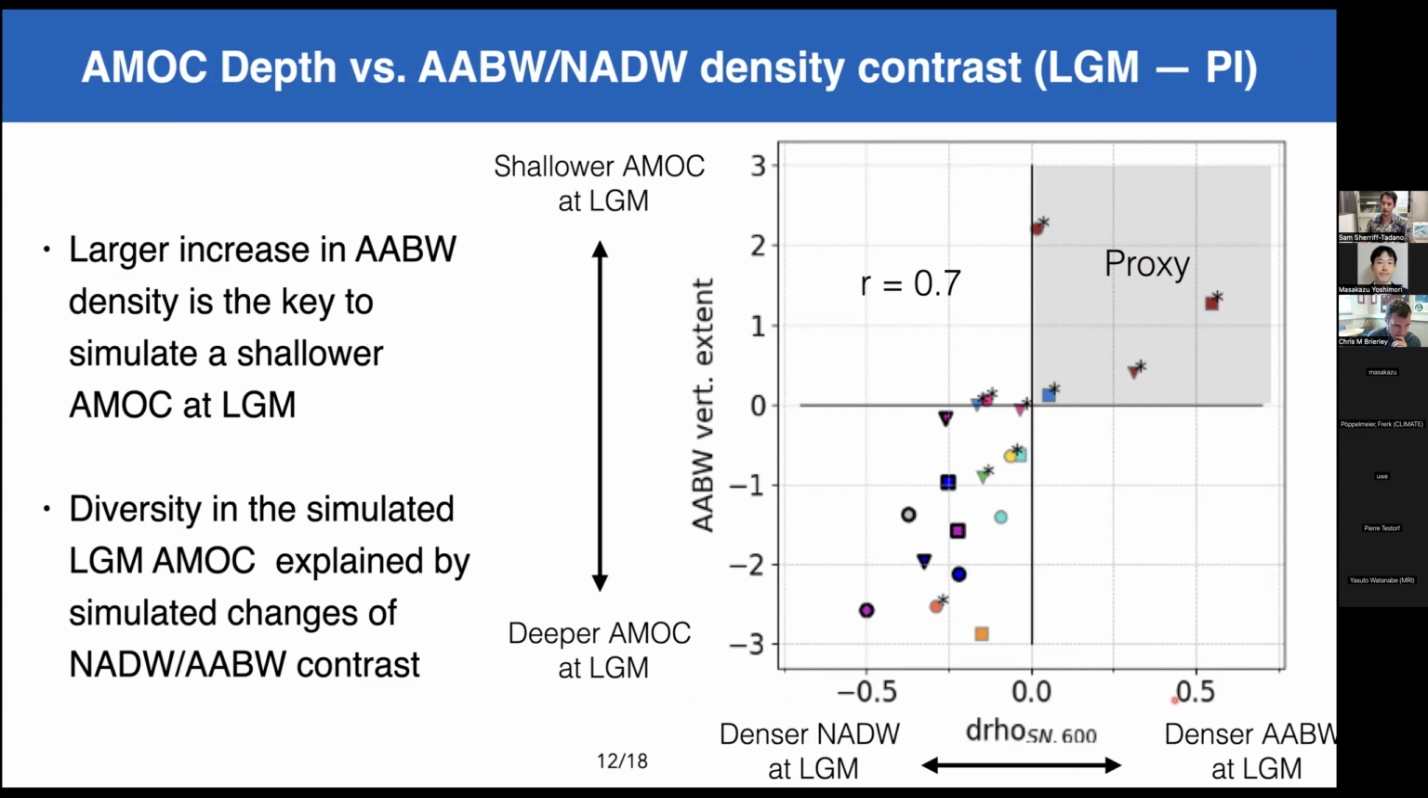So simulating the larger increase in the ABW at the LGM is the key to reproduce the shoaling of the LGM AMOC. And this result itself was already mentioned in Vivas' paper, but we confirmed it by including more outputs from PMIP 3 and PMIP 4. Another important thing is we see a large correlation between these two variables, which might imply that the diversity in the simulated LGM AMOC can be explained by the diversity in the simulated changes of the NADW-ABW contrast.